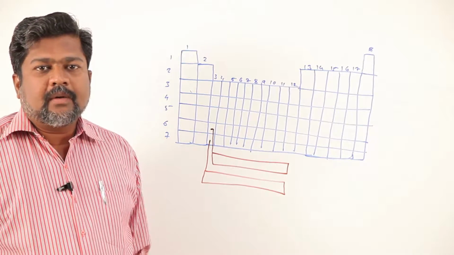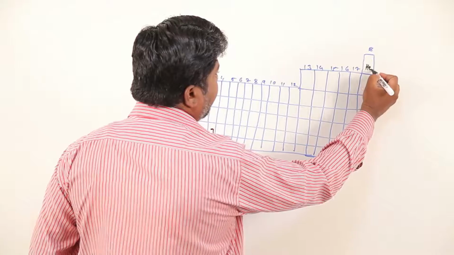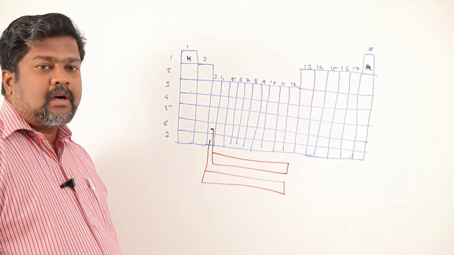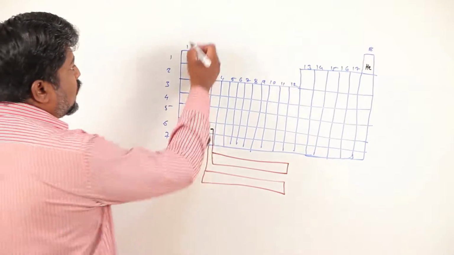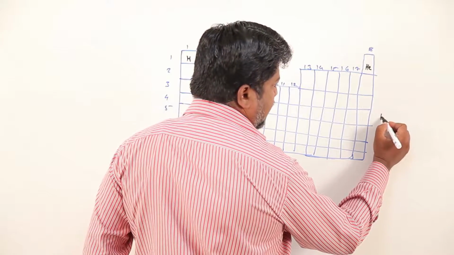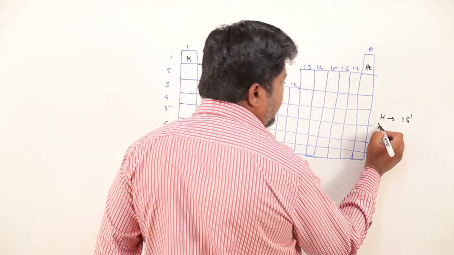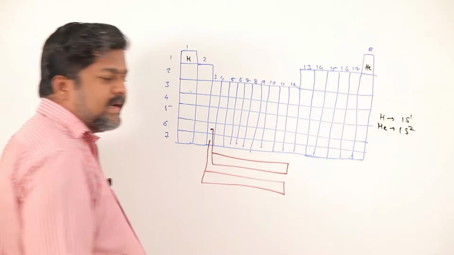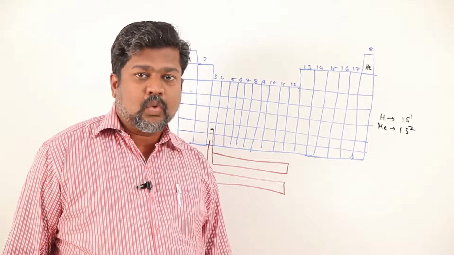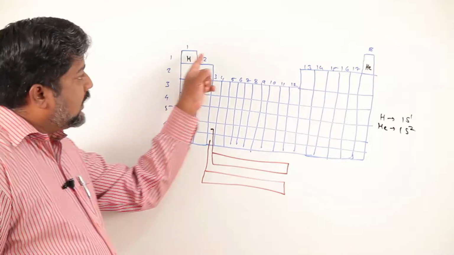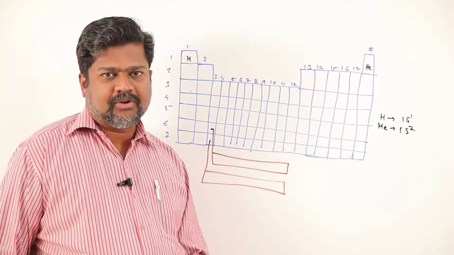For example, here the elements are only two: hydrogen and helium. Again, check the electronic configuration. In the case of hydrogen, the electronic configuration is 1s1. In the case of helium, the electronic configuration is 1s2. So which shell? He has a 1s2 configuration. So both elements, hydrogen and helium, have the S shell under construction.